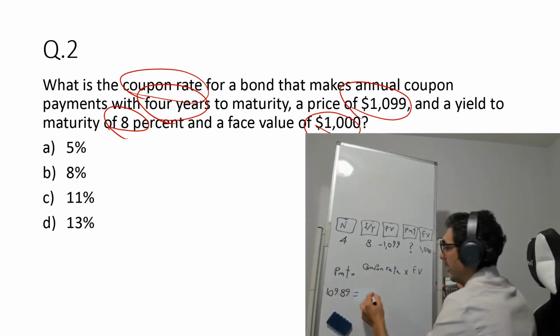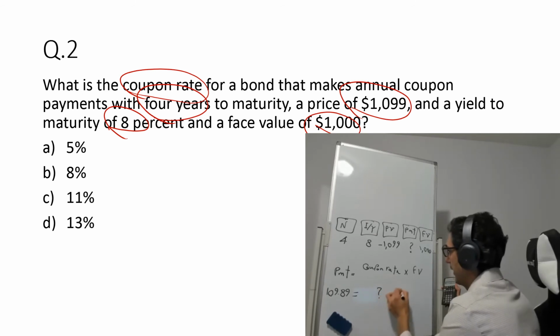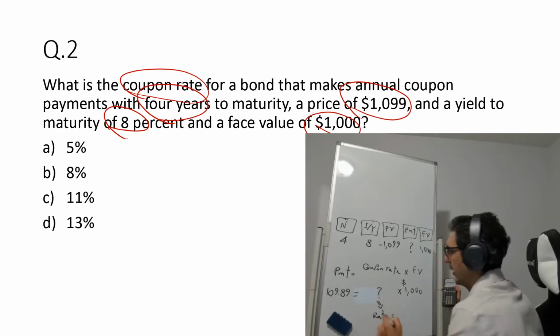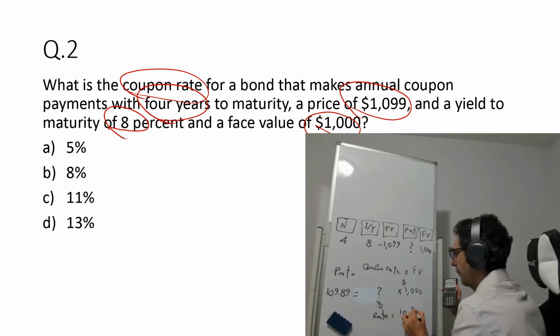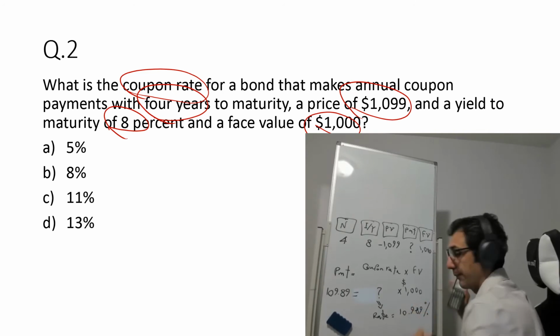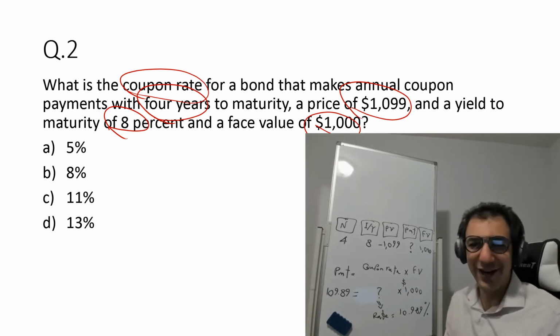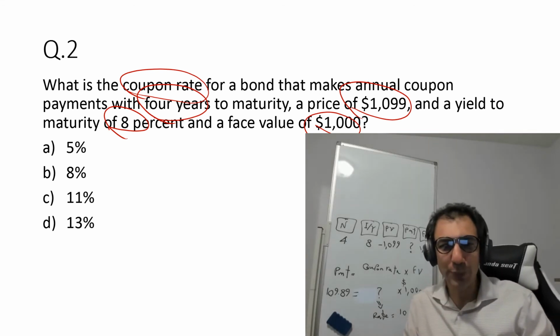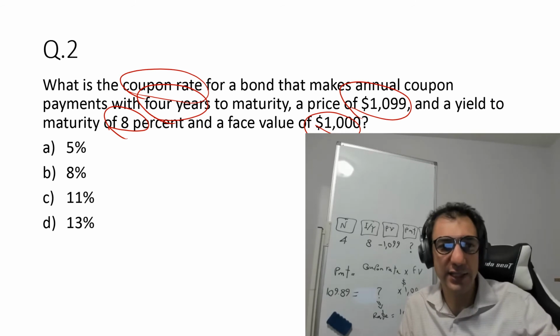So the payment is 109.89. And remember, we are not looking just for the payment, we're looking for the rate, and we know that the face value is $1,000. And for sure, you can say from here that the coupon rate is 109.89 divided by 1,000, which is almost 10.989%. Now, if you look at the options, the closest number I have to 10.989 is 11%. So the coupon rate for this question should be 11%, which means the answer is C.